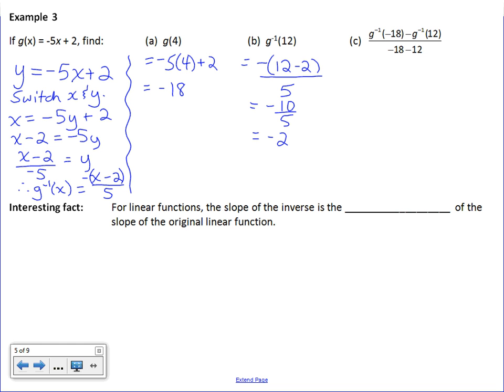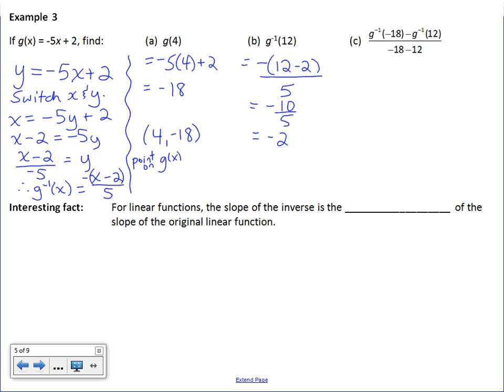Okay. Now, to answer part C, you don't have to do any extra work. Everything you need is on this page. Okay? G inverse of negative 18. Well, we never calculated g inverse of negative 18, but I did figure out that g at 4 equals negative 18. So what, right? So if g at 4 is negative 18, 4, negative 18, this is a point on g of x.